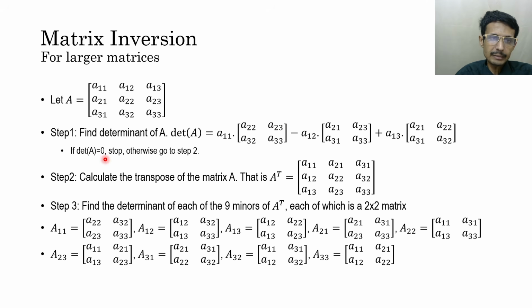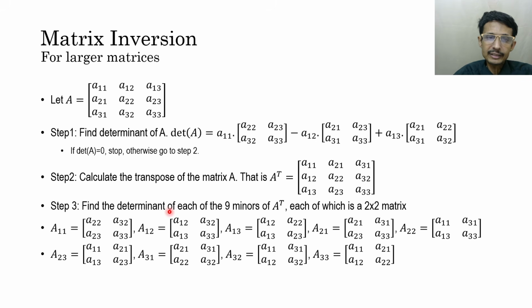If we find the determinant is 0, we stop, because with a zero determinant we cannot have a matrix inversion. Otherwise go to the next step. Now we calculate the transpose of the matrix. So what is A transpose? a11, a12, a13 and so on: the rows become columns and columns become rows.